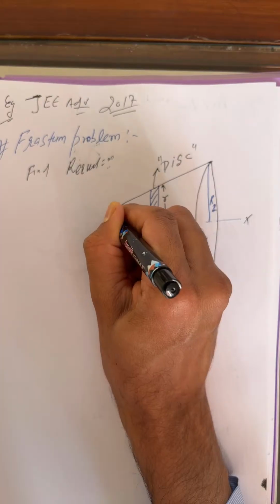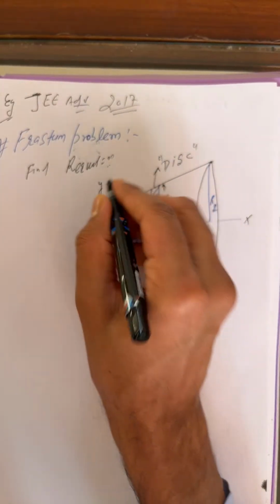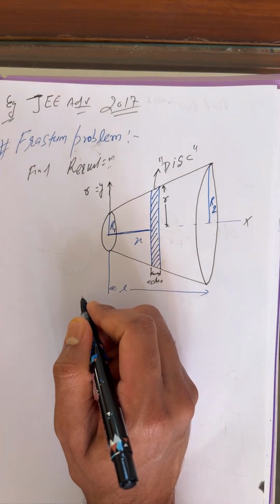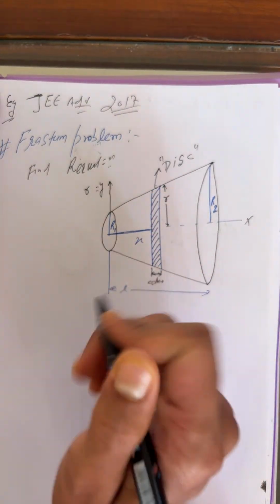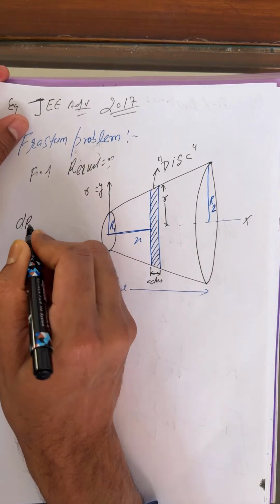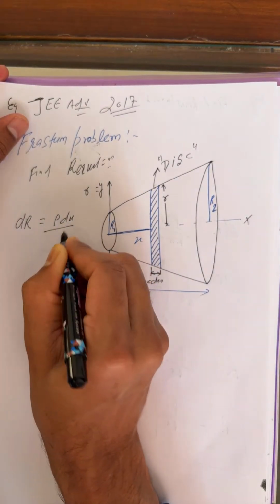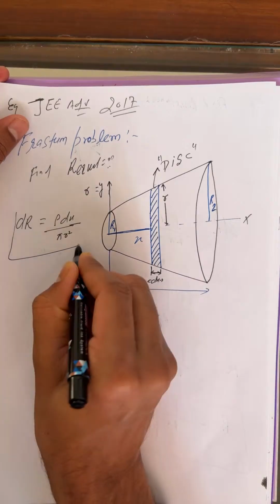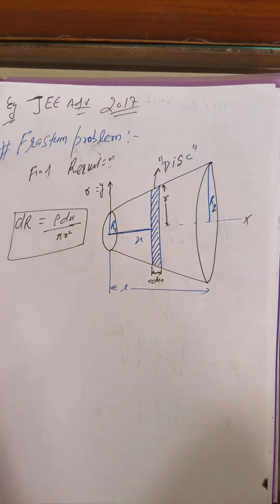This is x. Now this is r only, not y. For this condition, first I want to write the elemental expression of resistance, which is equal to dr. So what is dr? dr equals rho dx upon pi r square. This is the resistance which I wrote for the element only.